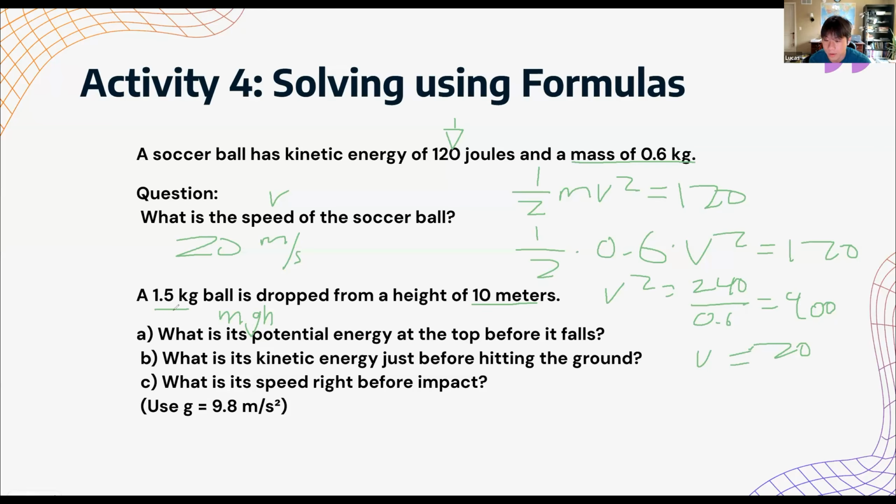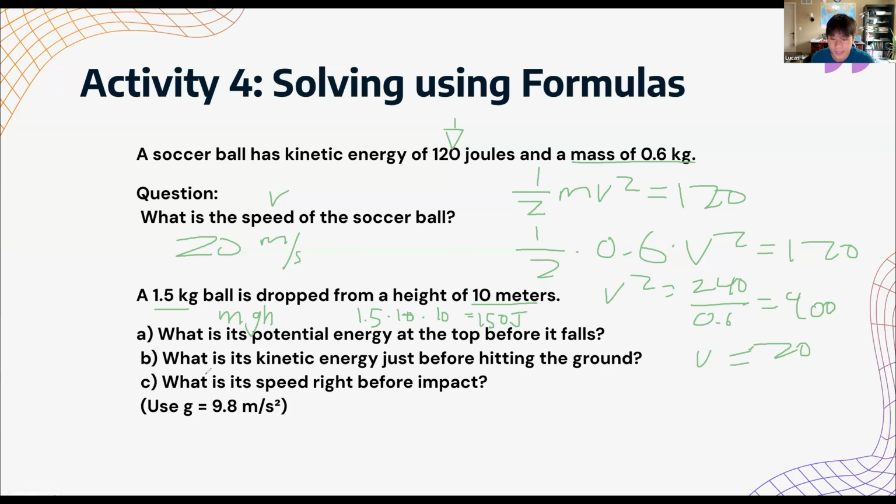A 1.5 kilogram ball is dropped from a height of 10 meters. Potential energy is equal to mass times gravity times height. We know mass is 1.5, given in the question, times gravitational acceleration, which we can assume is 10 meters per second squared to make it easy. Height is 10 meters here, so this turns out to 150 joules of potential energy. This is correct, right? Yeah.